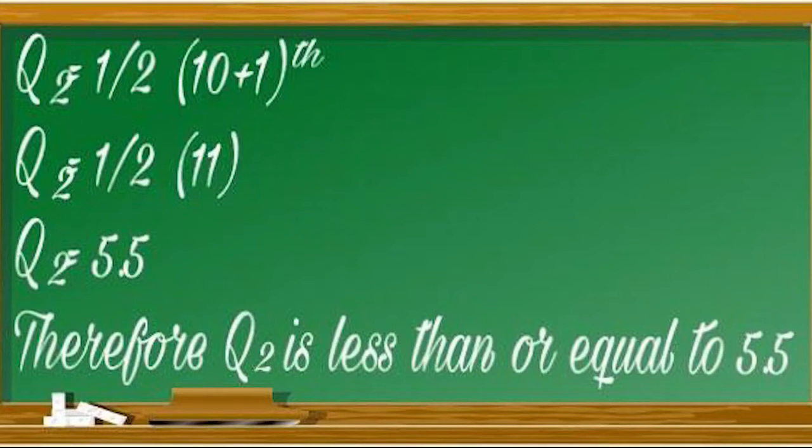How can we solve the second quartile? We can solve the second quartile by using the formula. And the formula is Q sub 2 is equal to 1/2 of n plus 1. Remember that the second quartile is also the median and the middle quartile. Let's substitute it. Quartile 2 is equal to 1/2 of 10 plus 1. Quartile 2 is equal to 1/2 of 11. Quartile 2 is equal to 5.5, and 5.5 is between the 5th score and the 6th score. Therefore, quartile 2 is less than or equal to 5.5.